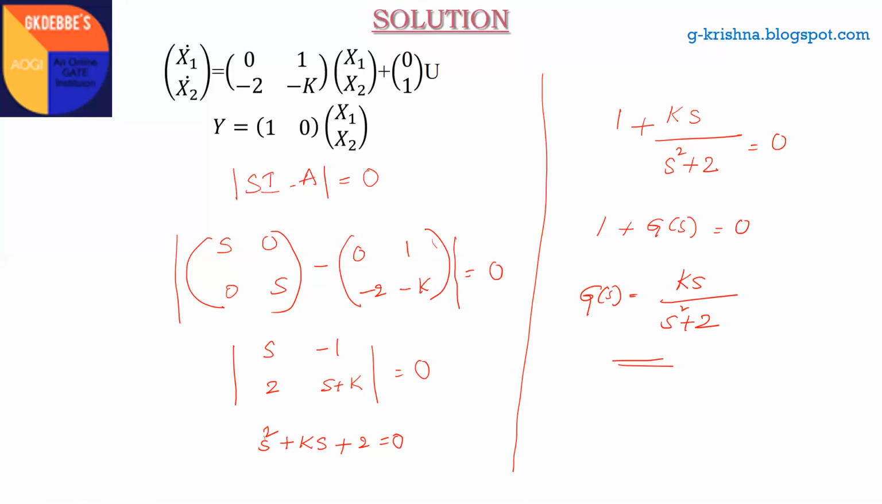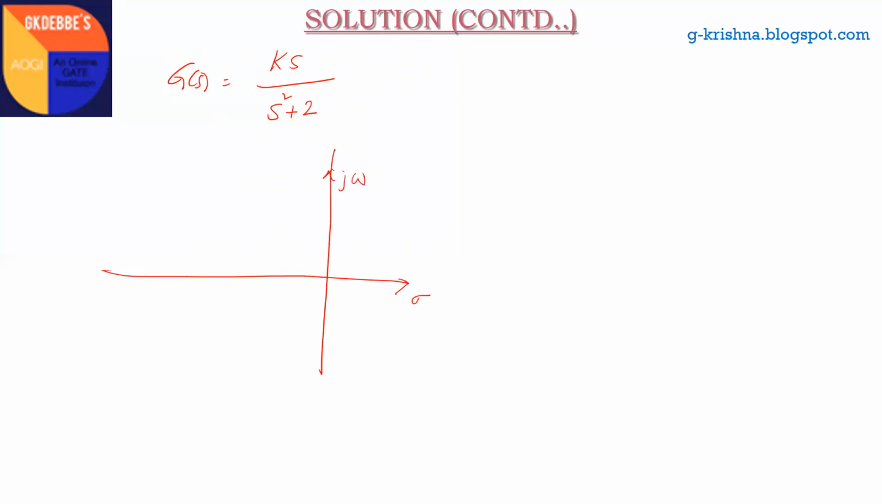Whenever they give the open loop transfer function, directly seeing it we can draw the root locus diagram easily. The open loop transfer function is Ks by s square plus 2. Now to draw the root locus diagram, first we have to locate all the open loop poles and zeros. We have two open loop poles located at plus or minus j root 2, and one open loop zero lying at origin.